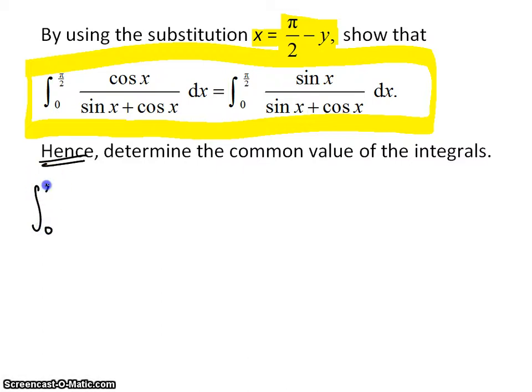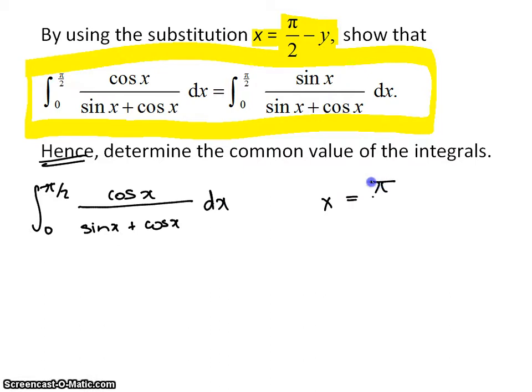So we're given this integral from 0 to pi over 2 of cosine x over sine x plus cosine x. What can we do with this? Well, on its own, not a lot. So let's try using the substitution. Let's substitute in x equals pi over 2 minus y. And then, just so we know, dx/dy is going to be minus 1. Or rather, dx is equal to negative dy, if we want to think about it this way.